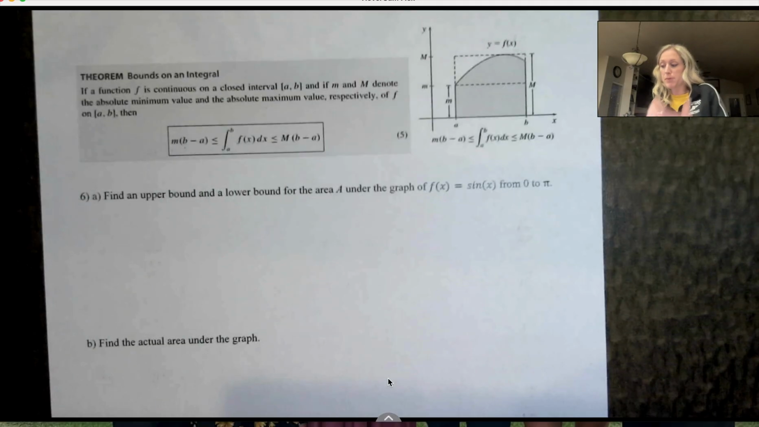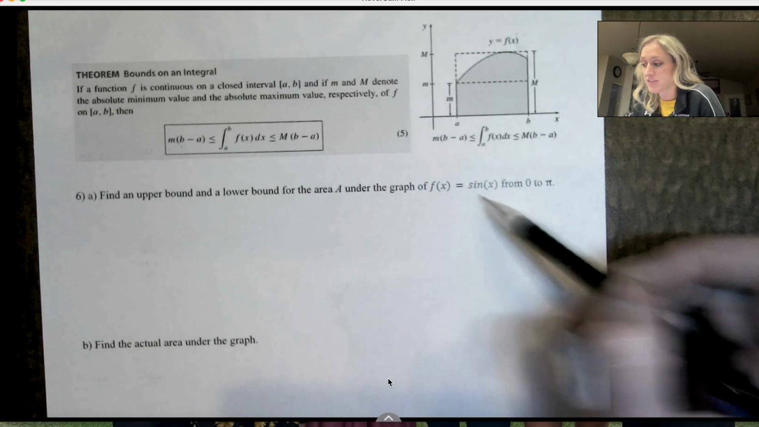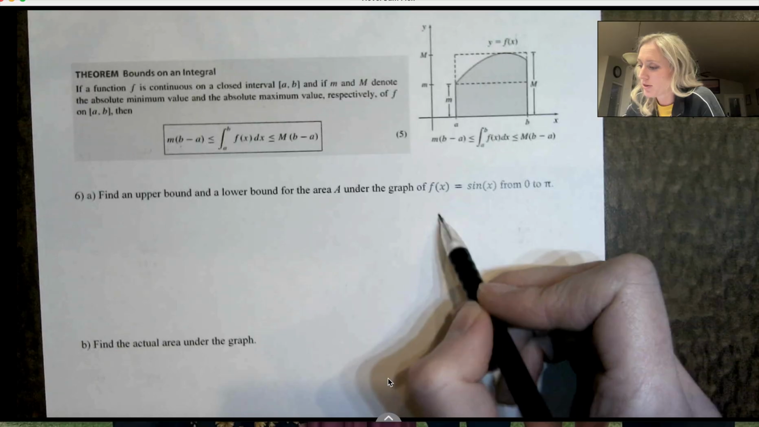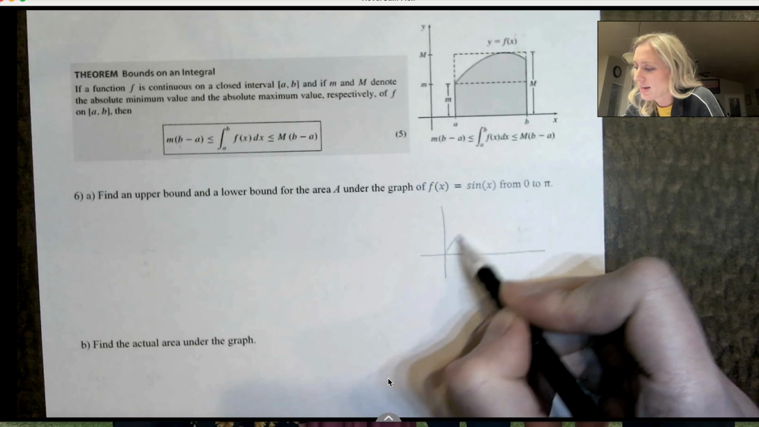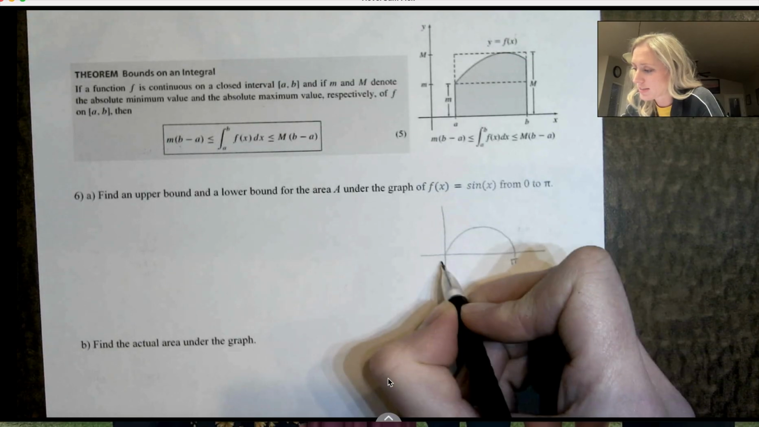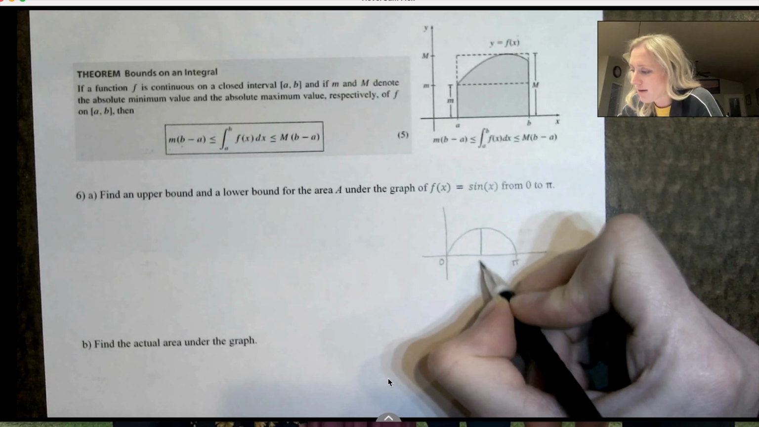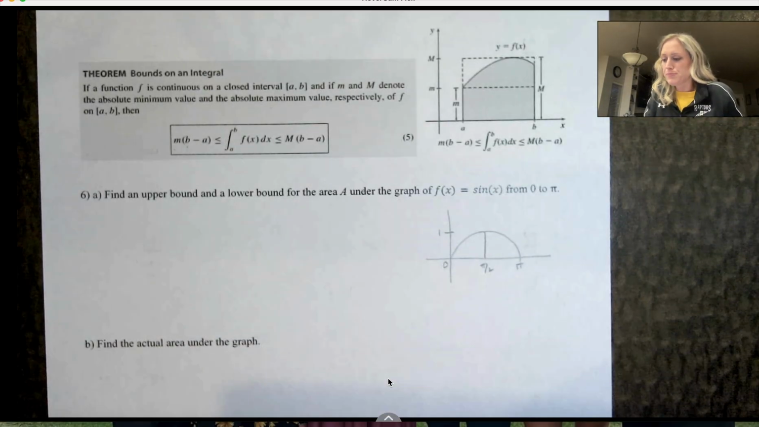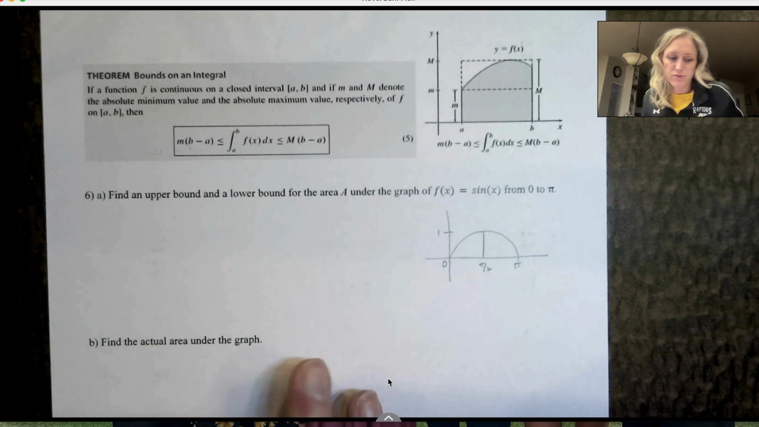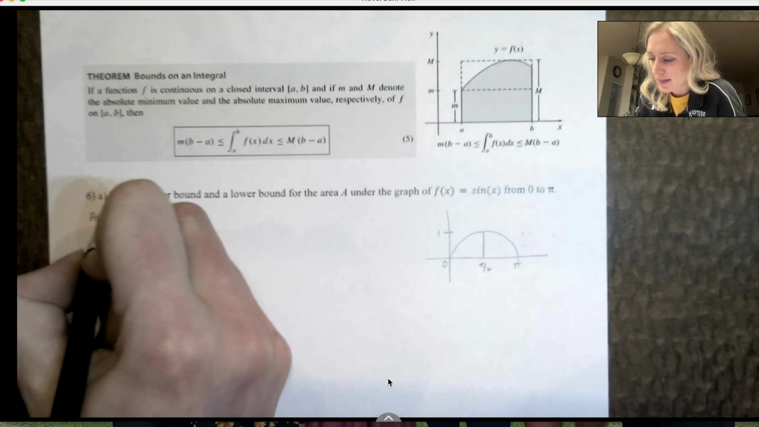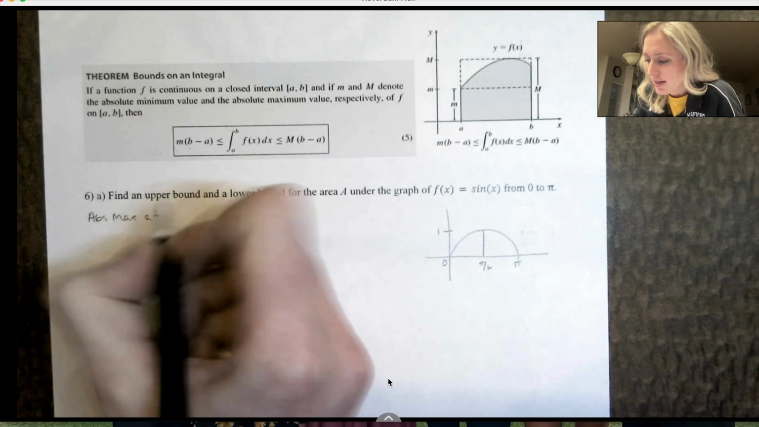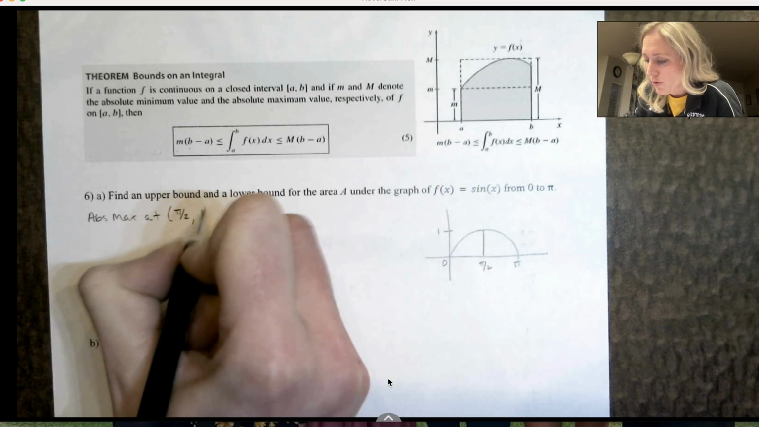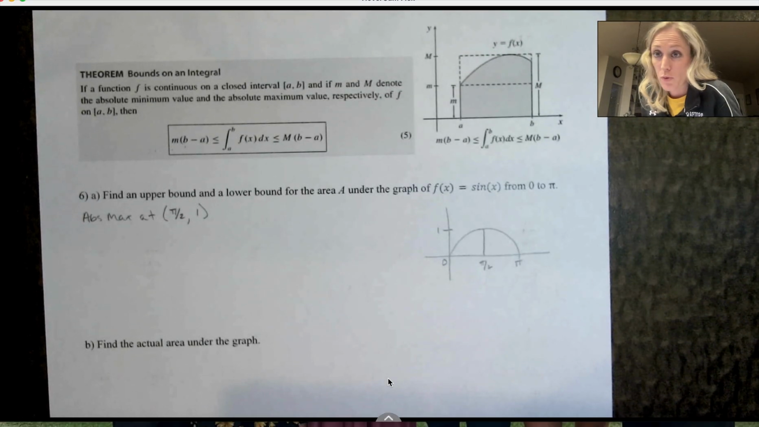We're asked to find the upper and lower bounds for the area of the graph of sine of x from 0 to pi. So let's use what we already know about sine of x. If I'm looking at the graph of sine of x from 0 to pi, it just looks like this, right? It's all positive. Its highest point occurs at pi over 2, and my max there is 1. So we already know, just from our basic information of our sine graph, we have an absolute max at, I'm going to write it as an ordered pair, pi over 2 is the x coordinate, 1 is the y value.